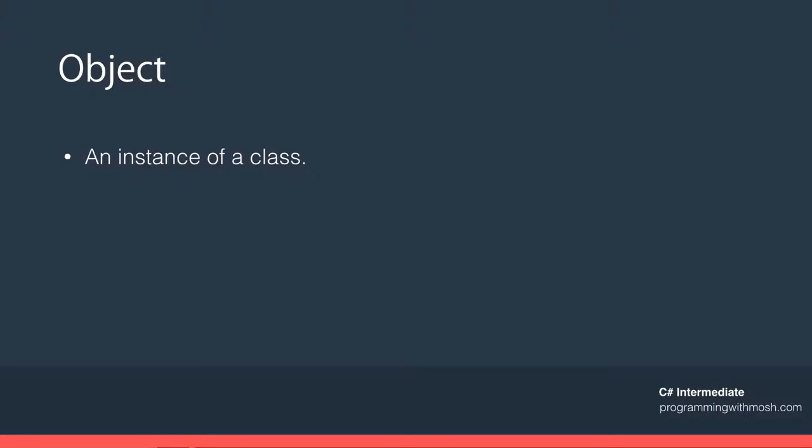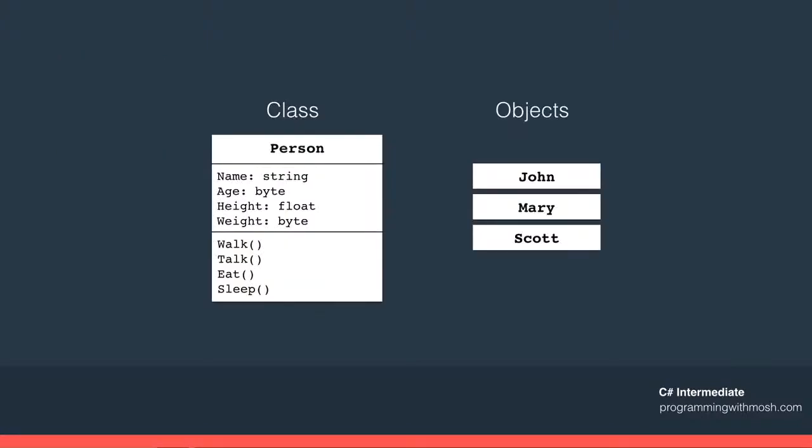The person class or the person type defines the blueprint from which we can create objects. At runtime, these objects in the memory talk to each other, and as a result, we get the behavior expected from the application. Now let's see how we can declare a class in C#.